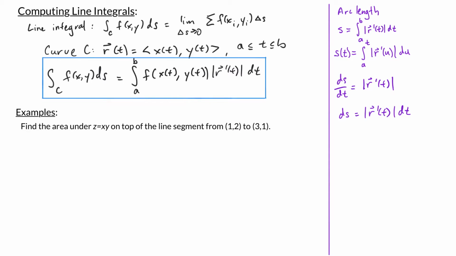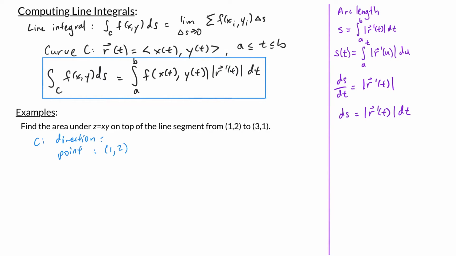In this first example, we're asked to find the area under the surface z equals xy on top of the line segment from (1, 2) to (3, 1). So first, we're going to need to come up with a parameterization for the curve. In this case, it's the line segment from (1, 2) to (3, 1). To define a line segment, we need to know its direction, and we need to know a point. Well, the point is easy. We can pick the point (1, 2).